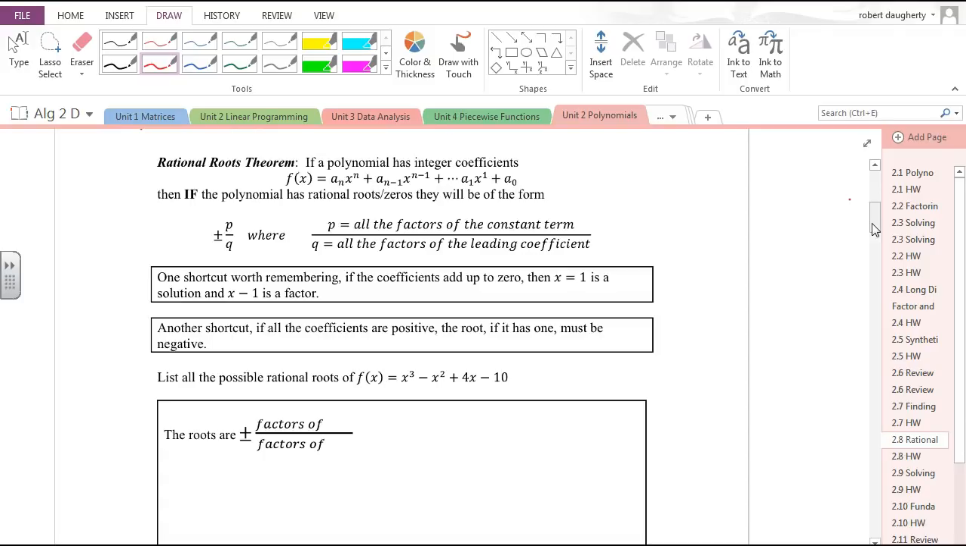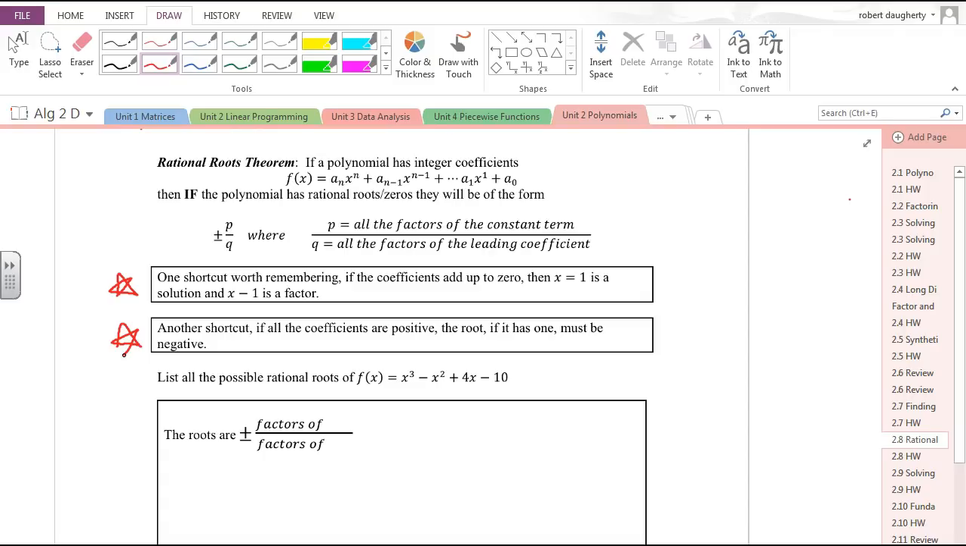Okay, now we're going to run across these, and over time, these little shortcuts will just become part of your memory. If all the coefficients add up to 0, then x equals 1 is a root, or x minus 1 is a factor. That's just one of those tricks you want to have up your sleeve when you're starting to factor. Do the coefficients add to 0? That tells you where to start. And the other one we'll see in a moment: if all the coefficients are positive, and it has a root, the root has to be negative. Okay, you'll see why these are important, because these shortcuts can save you a little bit of time.